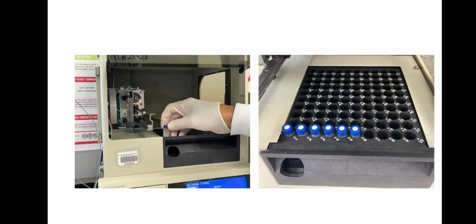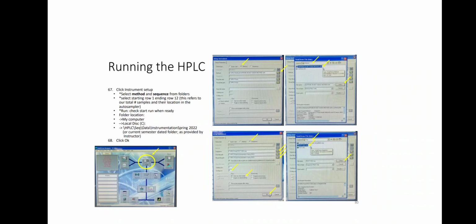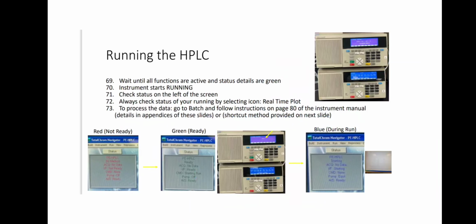To run the HPLC, seize control, wait for all icons to be active, and ensure the port and status are both ready. Click Instrument Setup and select the method and sequence from the respective folders. Set the starting row and ending row according to the total number of samples and their location in the autosampler. Check Start Run when ready, and set the folder location as instructed by your instructor. Click OK to proceed.